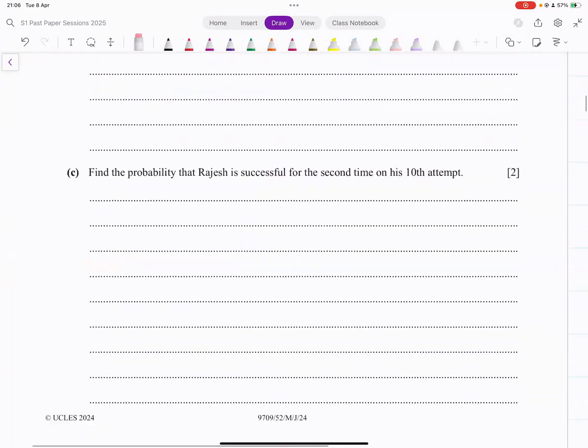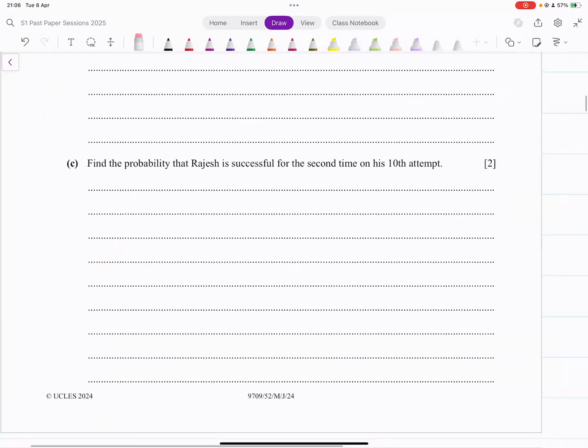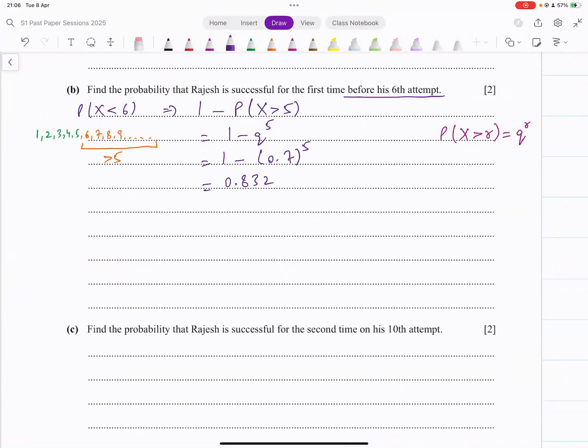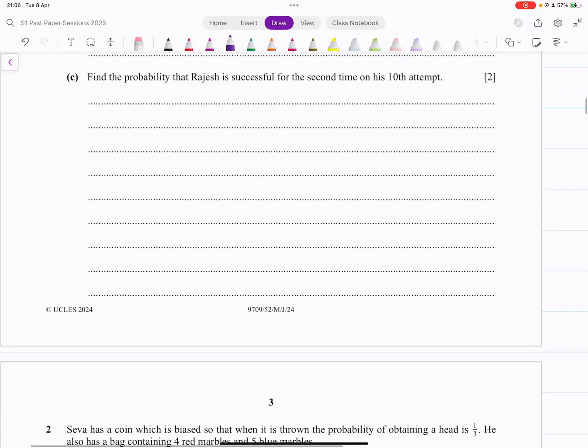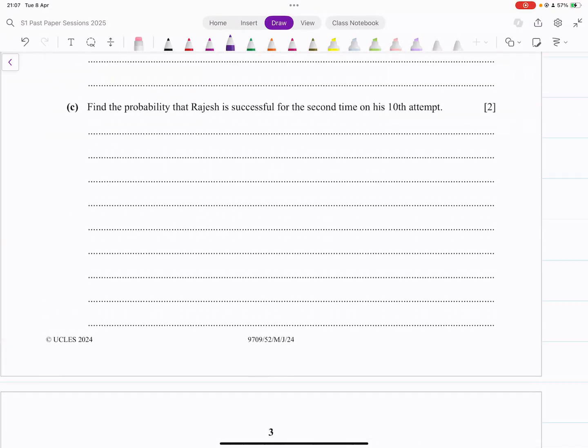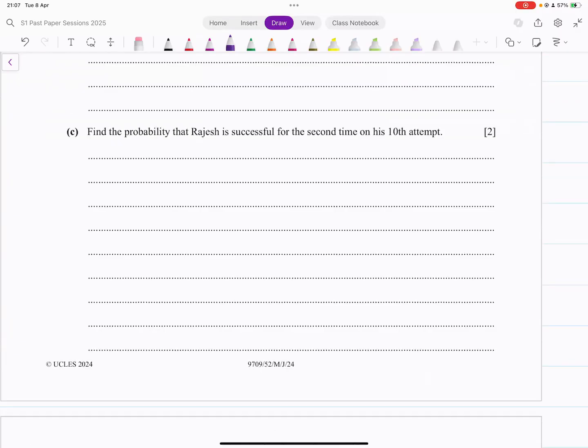Now it says, find the probability that Rajesh is successful for the second time on his 10th attempt. Now, is that geometric distribution? Second time on his 10th attempt. That's not geometric. Geometric distribution talks about the first success only. Now we're talking about second success. Now, that's not any standard distribution, but that's a type of question that you will see a lot of times in recent papers. It's getting repeated again and again.